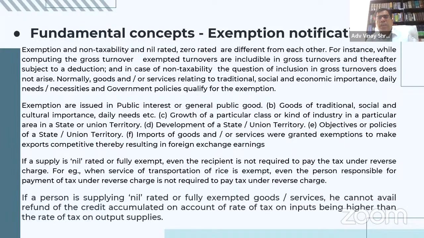So if a business entity is selling both taxable as well as nil rated or exempted items, they can avail credit proportionately. But if an item is not taxable at all within the purview of GST, then for the purpose of determination of proportionate input tax credit, that is not included in the gross turnover. And therefore, the reversal of the input tax credit also does not arise.